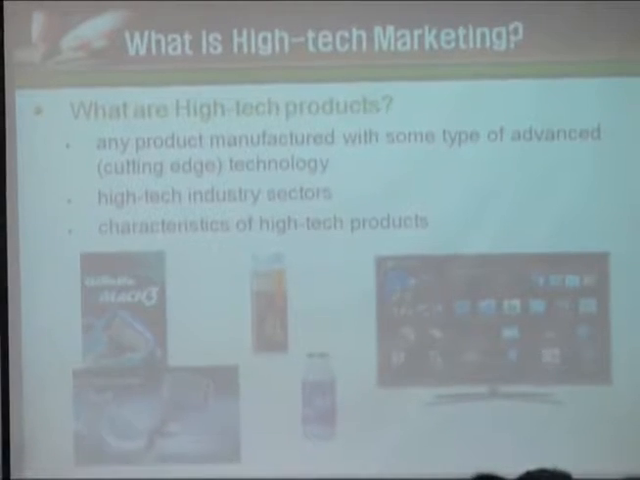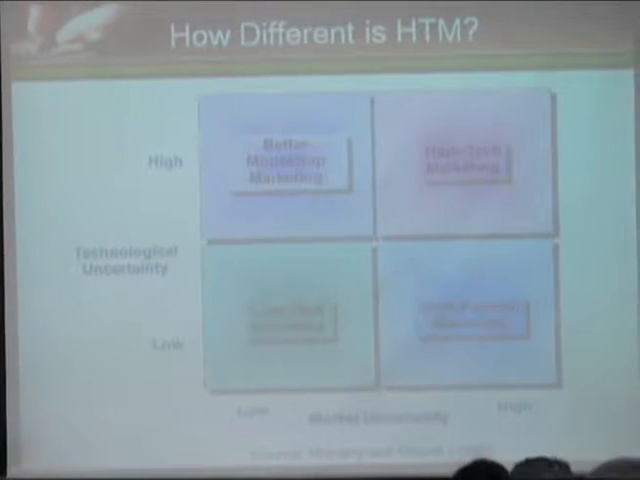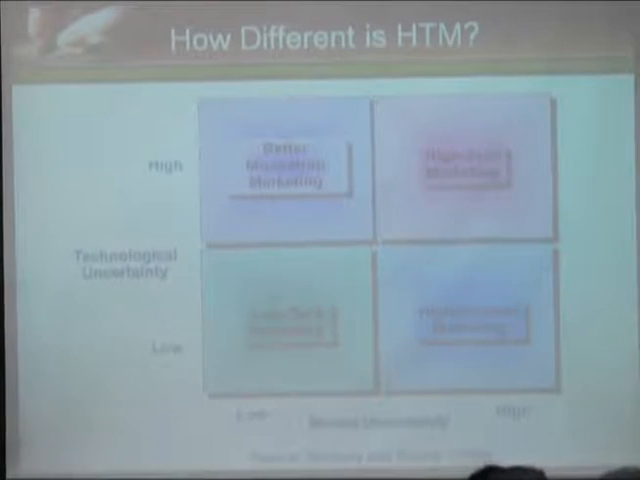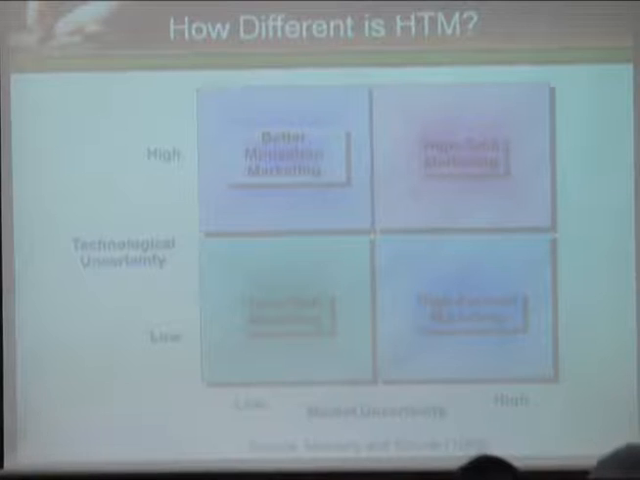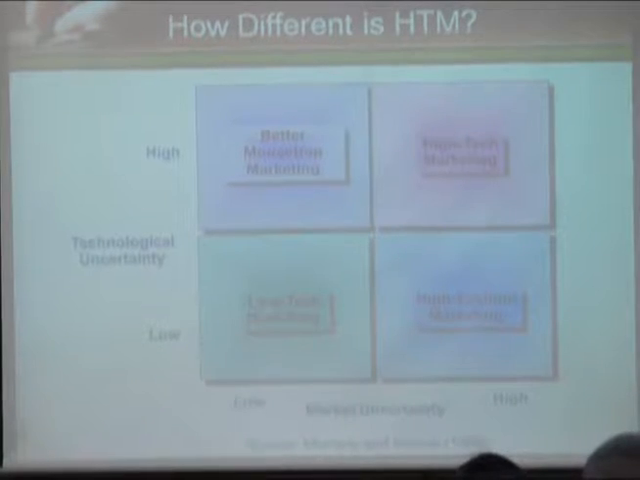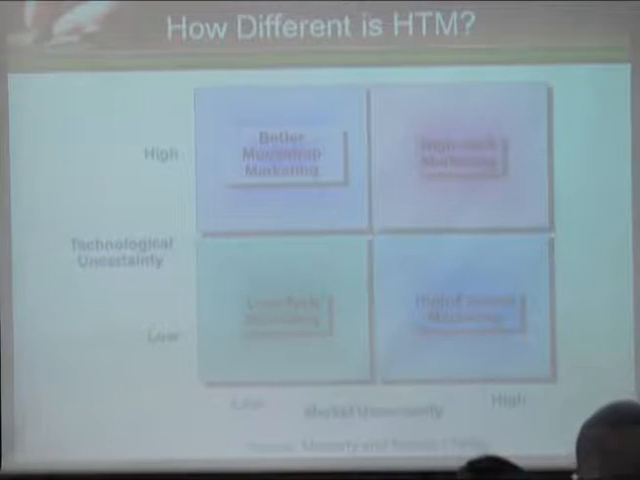So we discussed what high-tech products are. We call it a high-tech product when the market is uncertain and technology is uncertain. The thing is, you don't know the technology. You don't know what is in it. Then how would you develop a product? The technology is also uncertain.